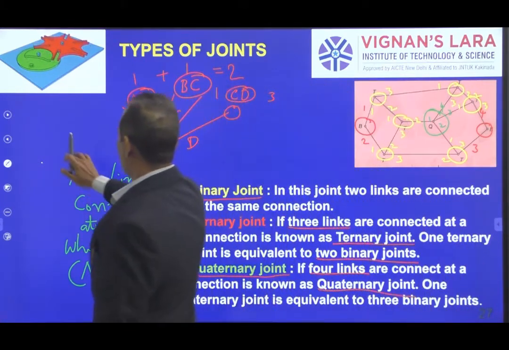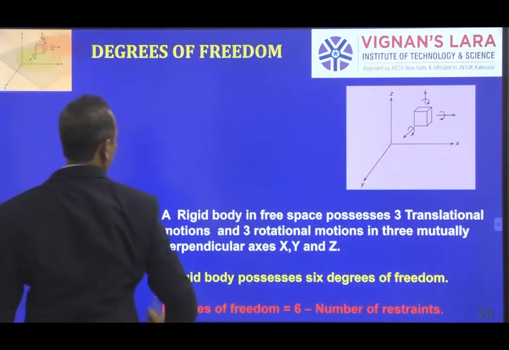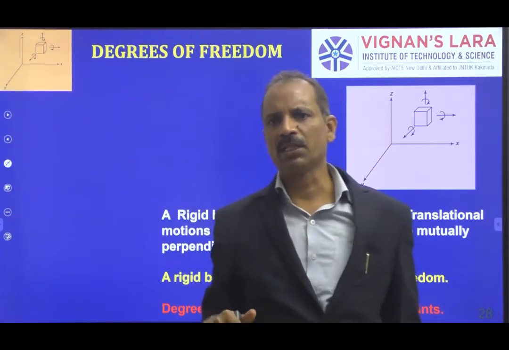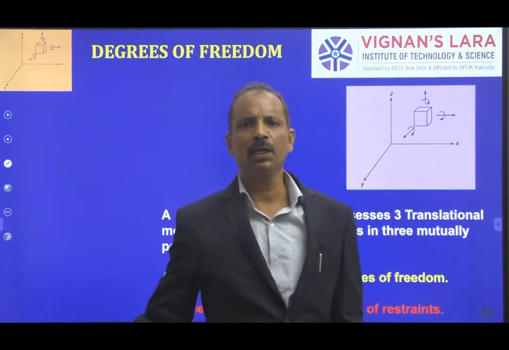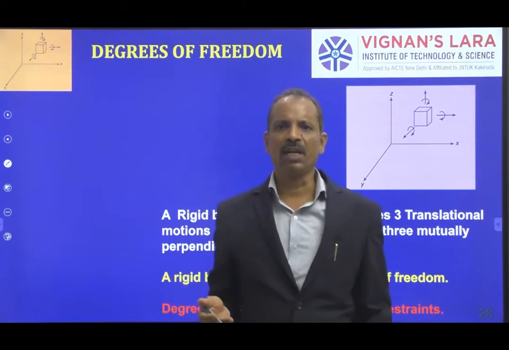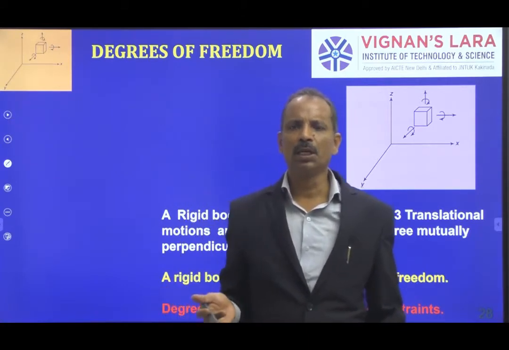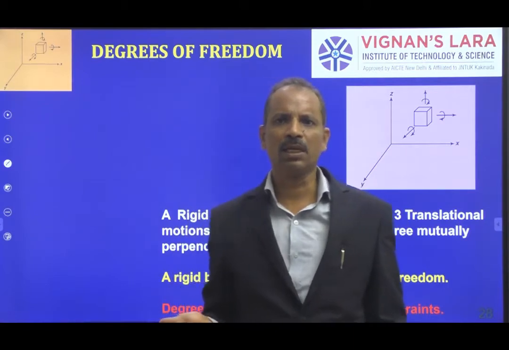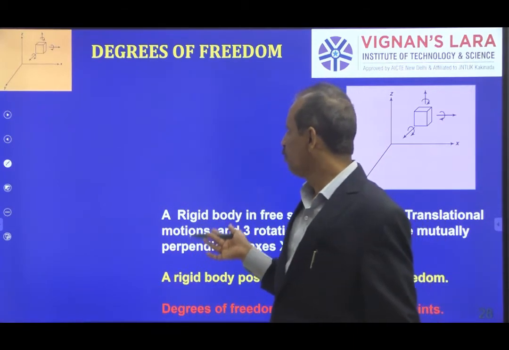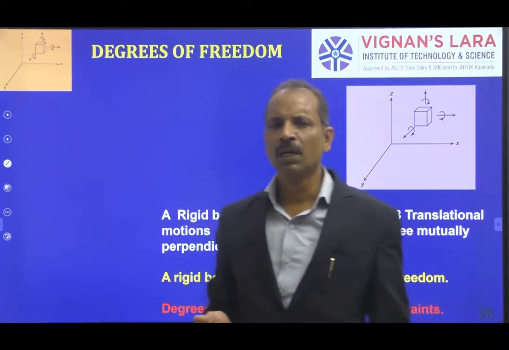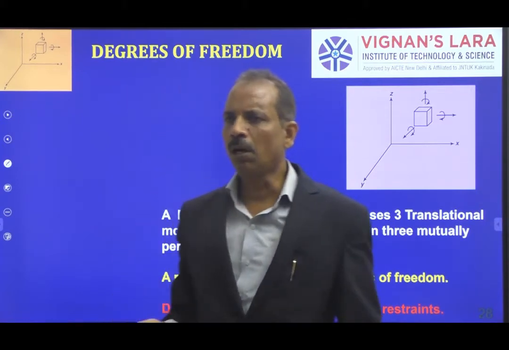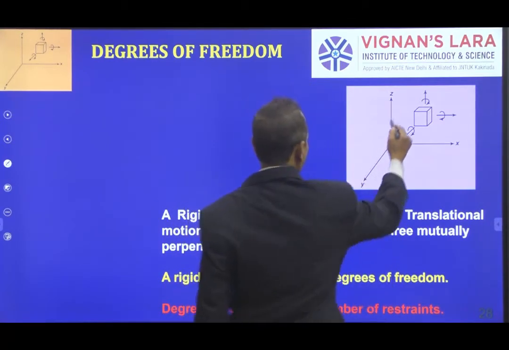Okay, now let us move to the degrees of freedom. That is the main objective of today's lecture, which is very important in finding how many ways a mechanism can move, by using two criteria, Grubler's criteria and Kutzbach's criteria. So let us see first, before I enter into the degrees of freedom, how a rigid body can move in free space. So you take a rigid body.